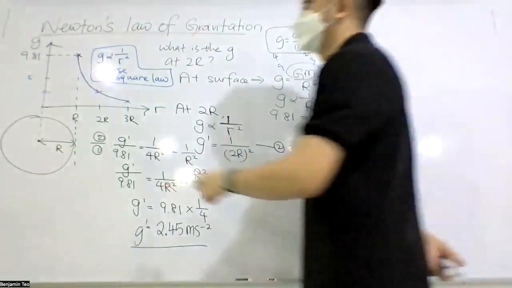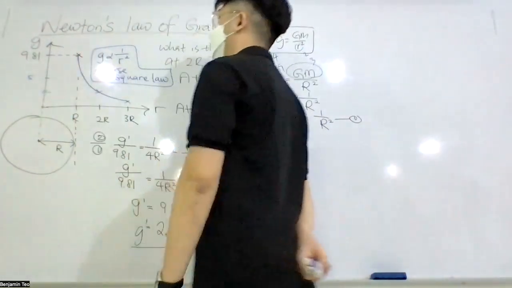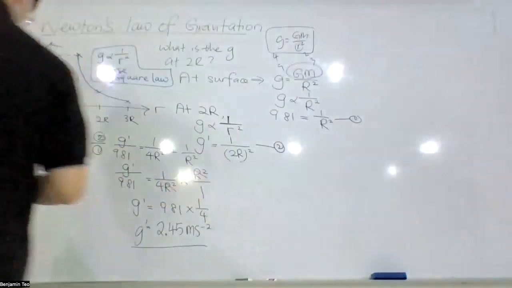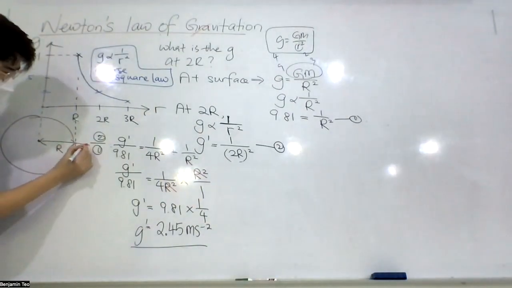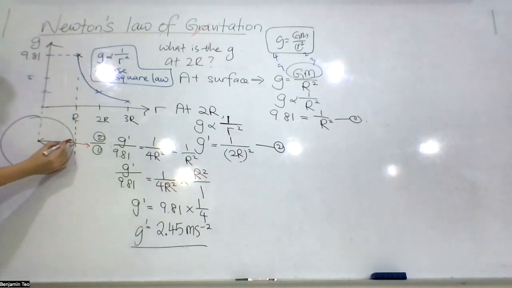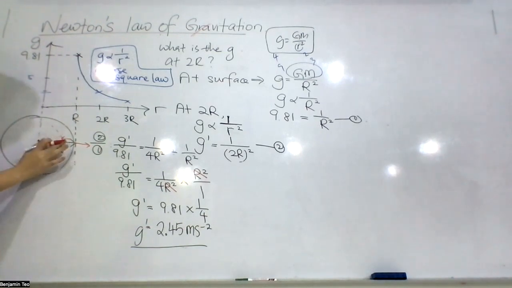What about inside the Earth? I know already my g, as I go out, it's going to decrease. Okay, that one settled. If I go inside, what happens? If I go inside, let's say I'm here, or maybe I'm halfway here, 1 over 2R.